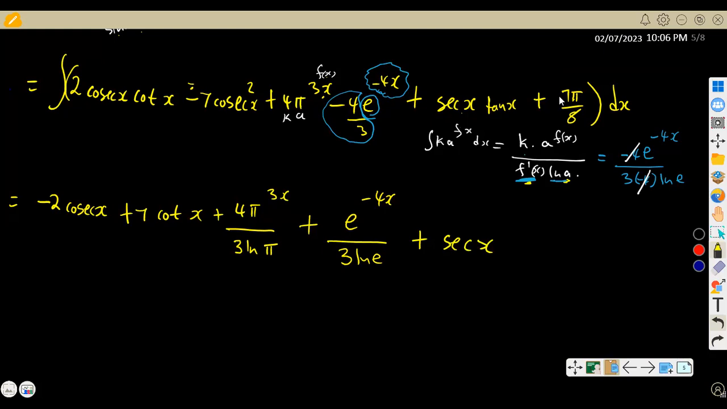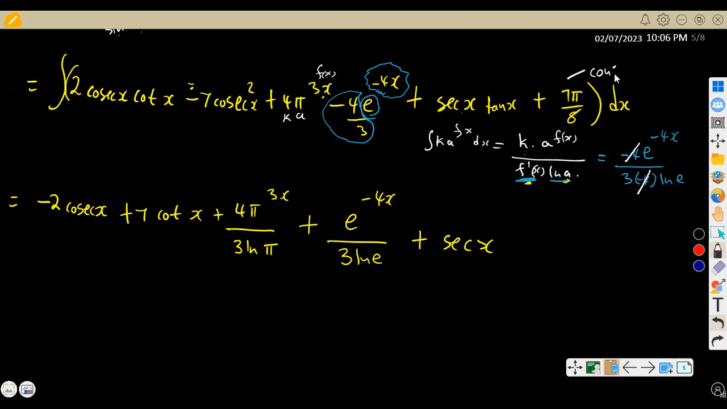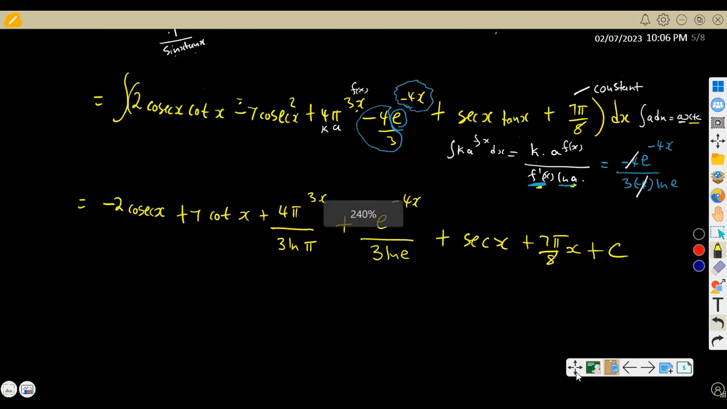The last part is 7 pi over 8, which is representing a constant. And know that the integral of a constant with respect to x is going to give us ax plus the constant of integration, with a representing the constant. So in this case, our constant is 7 pi over 8. You just have to multiply by x. Then we add the constant of integration. So that was the integral of the whole part that we were given.